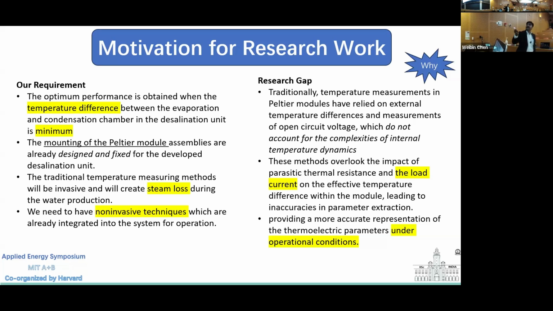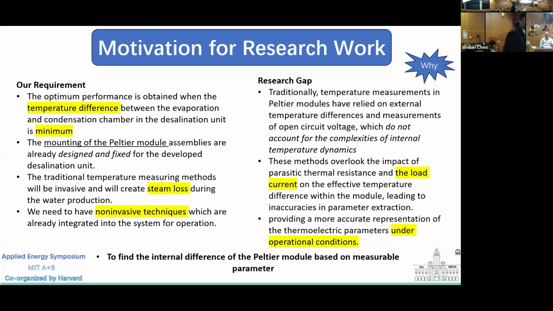And I already explained this parasitic thermal resistance and the load current. They are not being considered either, which leads to inaccuracy in the parameter extraction. Therefore, we need a more accurate representation of the thermoelectric module under load conditions. That is the loading concept: we are taking power from the thermoelectric module as well.